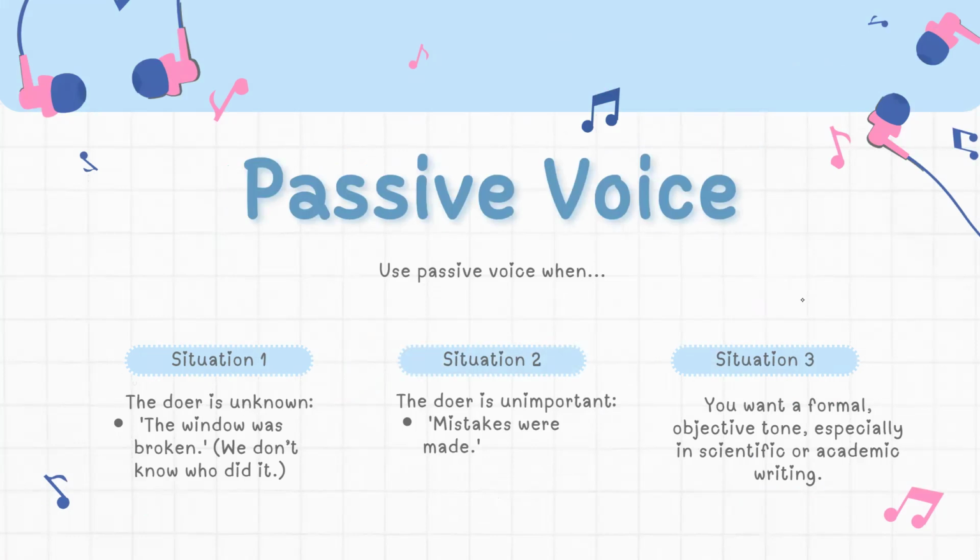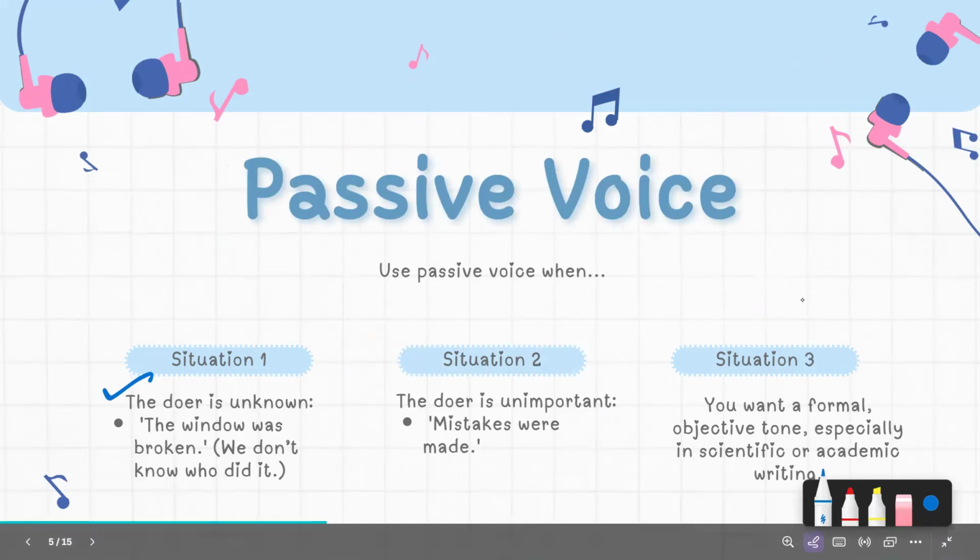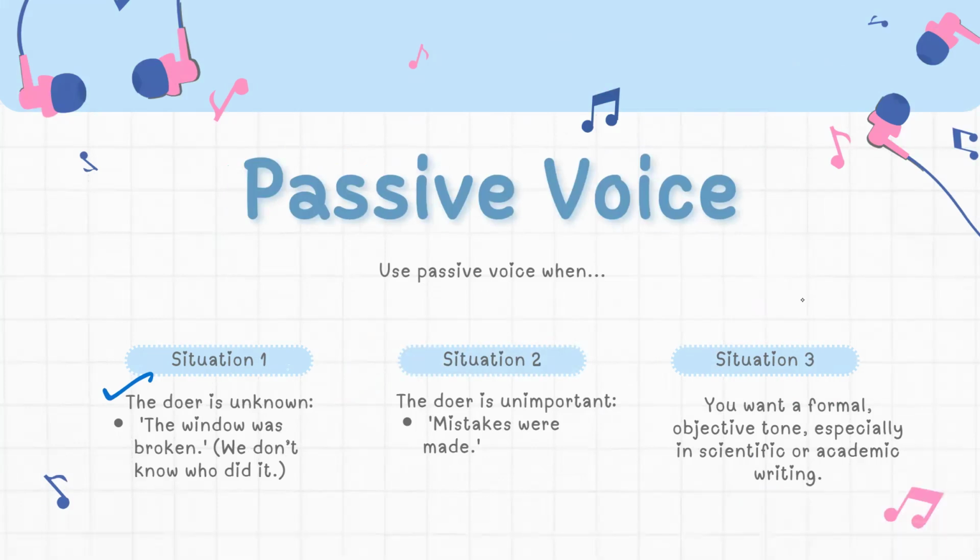The passive voice is used when the doer is unknown. For example, the window was broken. We don't know who did it, right? So I will simply use passive voice: the window was broken. Next, the situation is when the doer is unimportant.